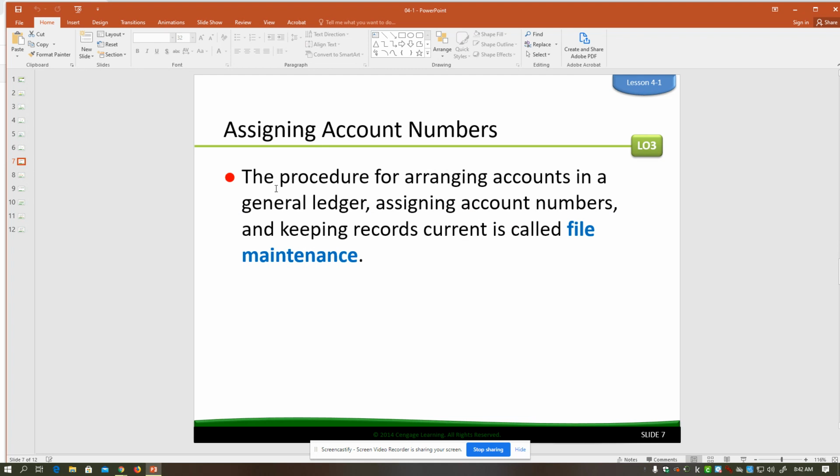Next, we have the procedure for arranging accounts in a general ledger, assigning account numbers, and keeping records current, which is called file maintenance. Like filing in a filing cabinet, it's kind of the same way, but this is electronic.